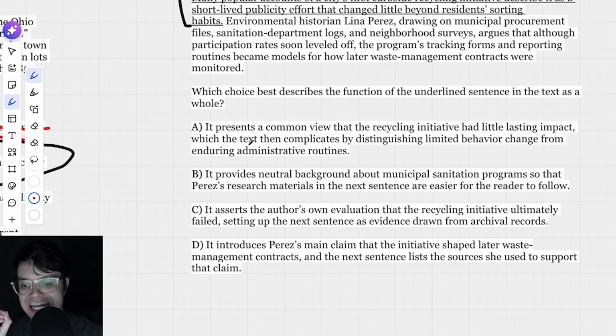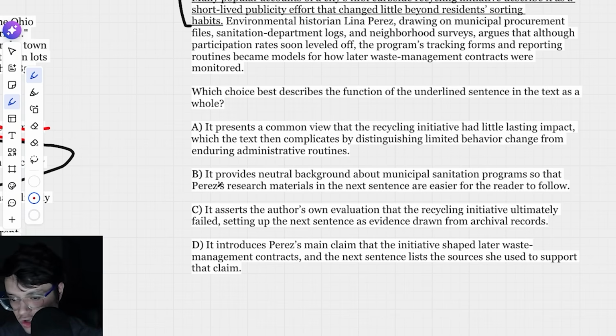Notice here how it says that it then complicates it. That's important because it has to be saying something other than what is written in the underline itself for that part, because that's not contained within the underlined. The part about complicating it is after that. So the fact that they say then complicates, that's important because it shows that it's not within the underlined portion itself for that part.